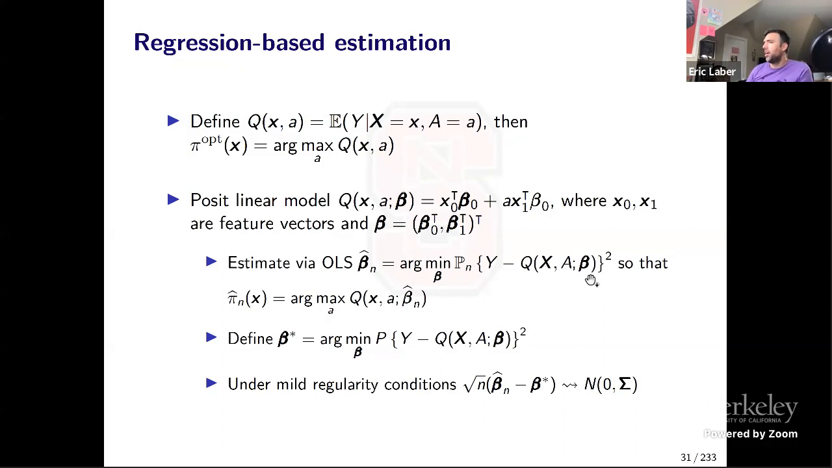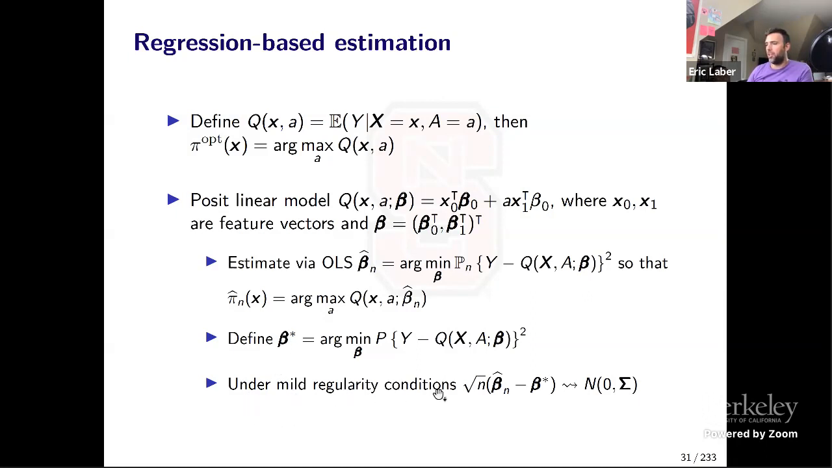Subsequently, the estimated optimal rule, pi hat of X, is the argmax over A of Q(X, A; beta hat). And we're going to define the population analog of beta hat to be the argmin of the same expectation of the squared residuals, but with respect to the data generating model instead of the empirical expectation. It's important to note I'm not assuming that the actual expectation is linear, but we are going to do inference for beta star, which is the projection onto the linear approximation space here.